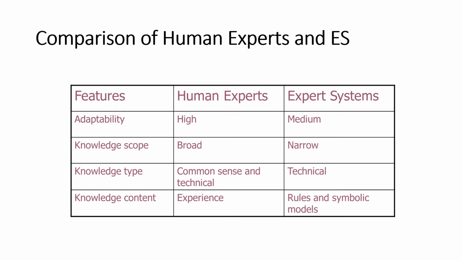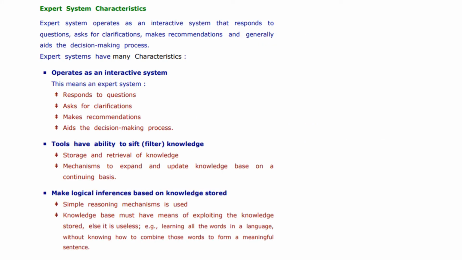Okay, and about the knowledge content feature, a human expert gains new knowledge with experience, and in case of expert system we add rules and some knowledge in the form of symbolic representation in order to enhance the existing knowledge. So this is all about the comparison of human experts and expert systems. Now coming to some characteristics of the expert systems, or we can say some of the main properties of the expert systems. An expert system operates in an interactive way.